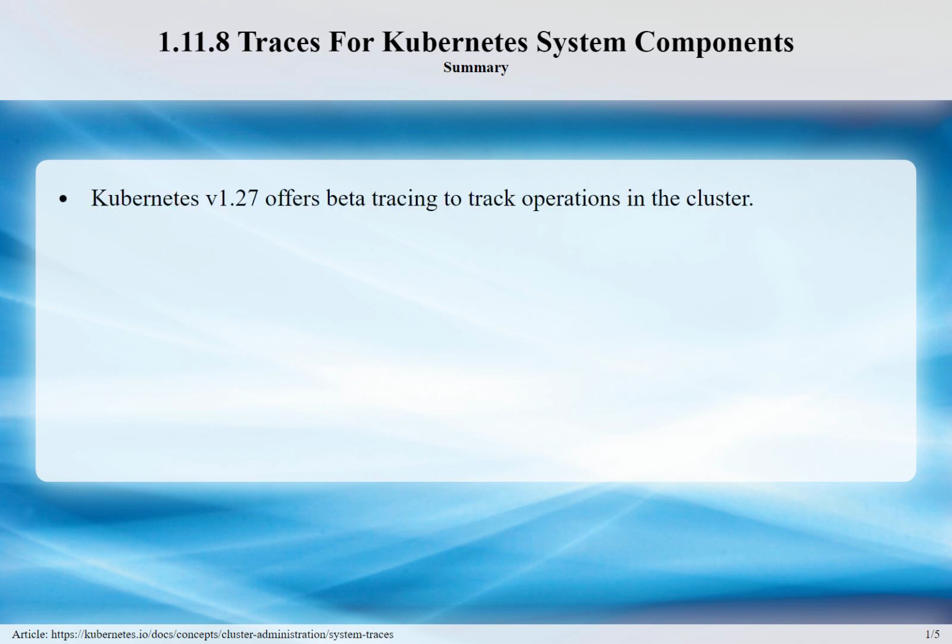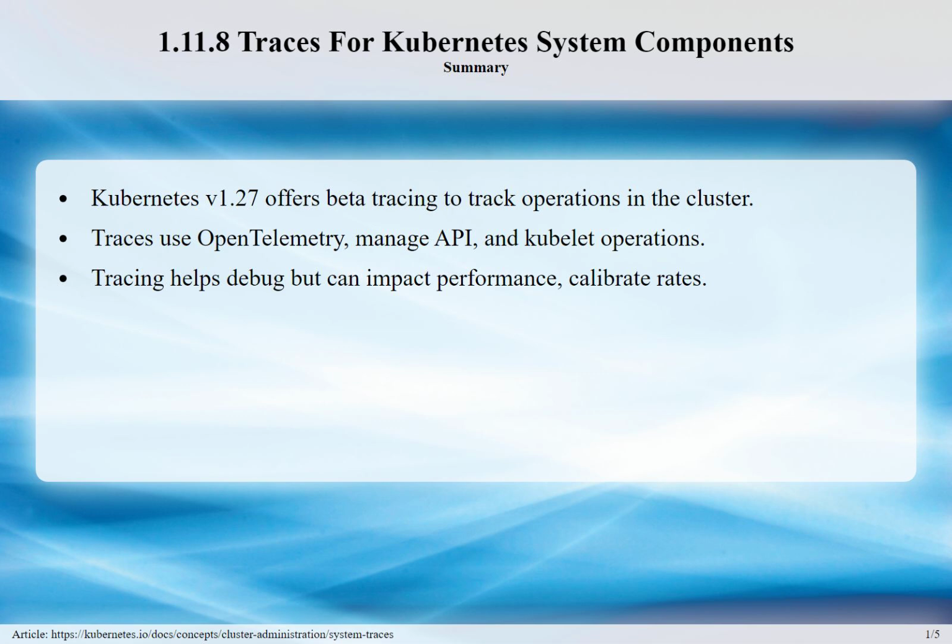Kubernetes version 1.27, beta, includes tracing for system components, recording latency and relationships of operations within the cluster. Components emit traces using OpenTelemetry and gRPC, which can be managed via collectors, recording API and kubelet operations. Tracing aids debugging, showing parent-child links between actions, but could affect performance. Adjust sampling rates to balance efficiency.